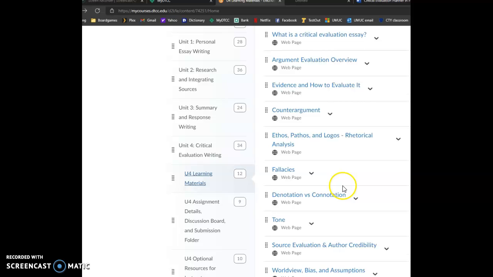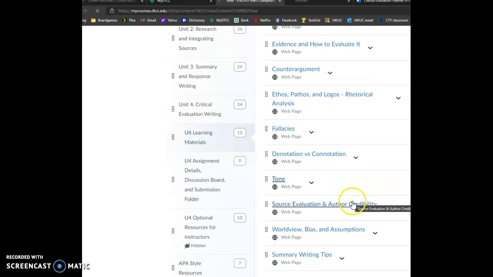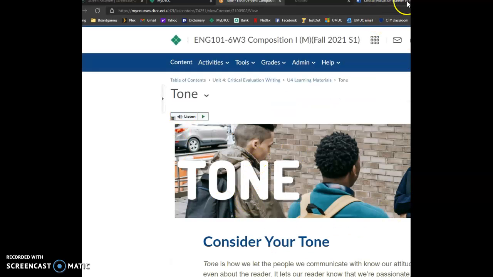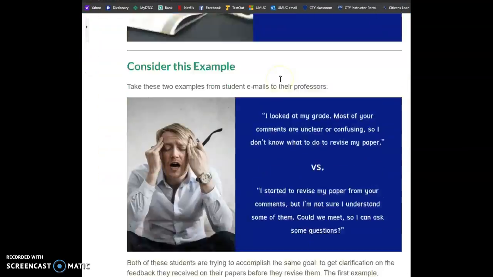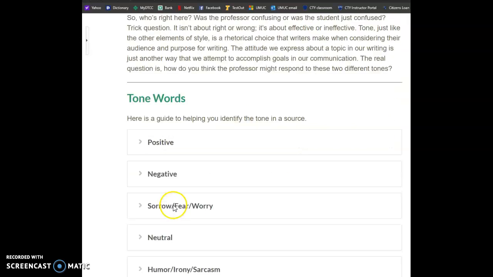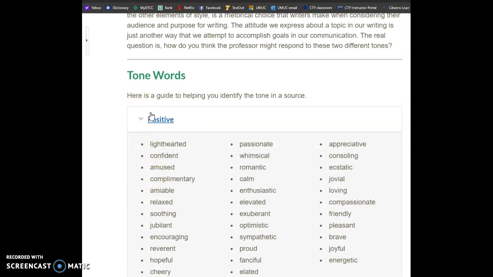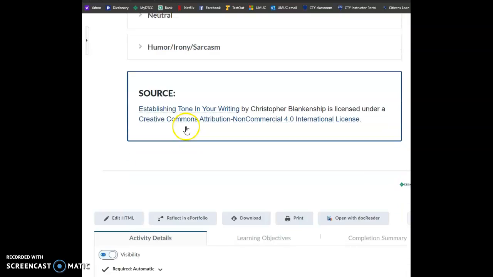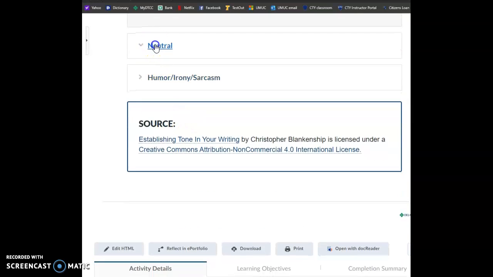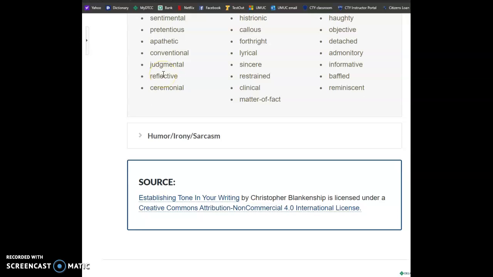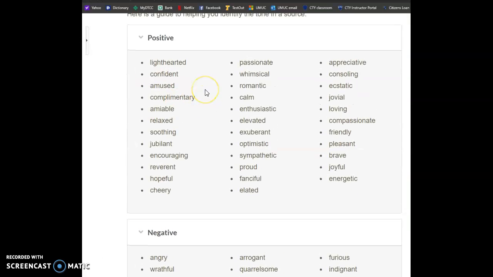So this learning materials section, this article on tone, explains a little bit more about what tone is, and it also gives examples of tone. So these are different types of tone. There might be positive. These are tone words. Negative tone words. Sorrow, fear, worry, tone words. Neutral tone words. We know in our article that Susan Blum is trying to tell us about an experiment that she's done with going gradeless.